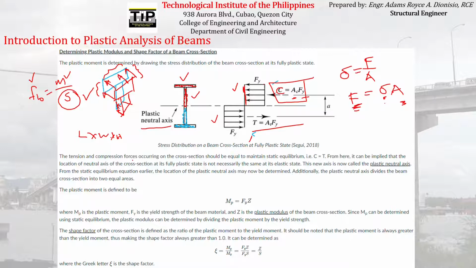Okay? The tension and compression forces occurring on the cross-section should be equal to maintain static equilibrium, i.e. C is equal to T. Siyempre, dapat in equilibrium yan. Kasi kung hindi yan in equilibrium, magkakaroon tayo ng dynamics. Magkakaroon ng motion. Di ba yun naman yung result kapag hindi nagkakaroon ng equal forces? The result of unequal or an unbalanced force is motion.